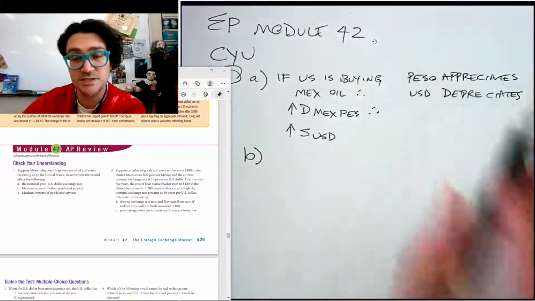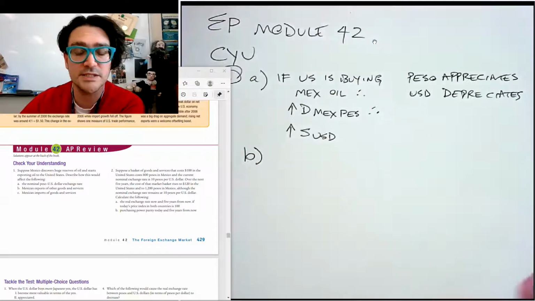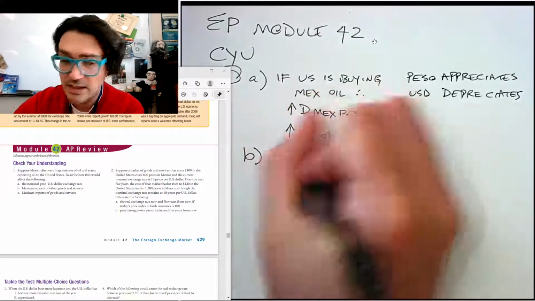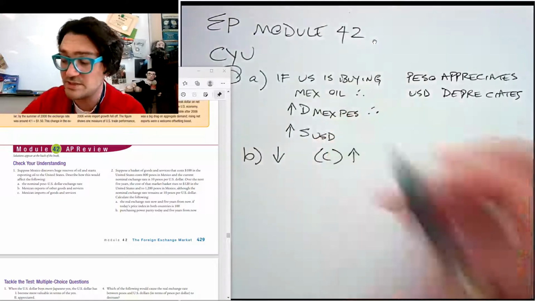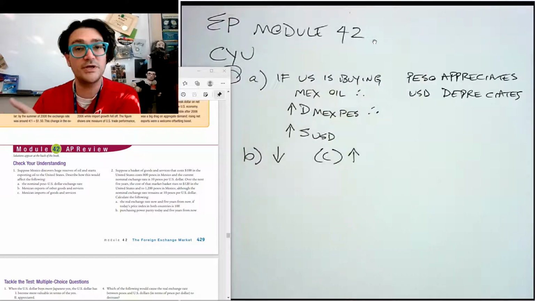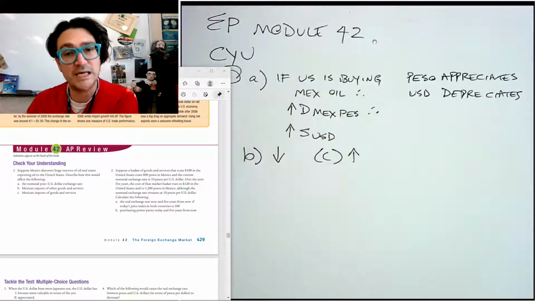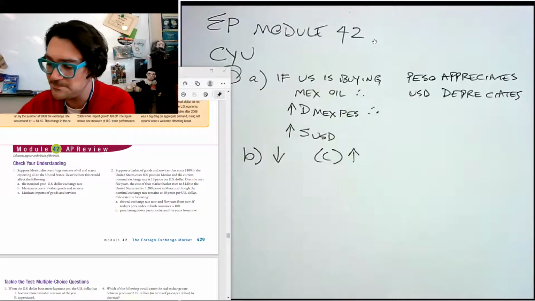Well, if the peso is getting more expensive, then it's more expensive for other people, like Americans in this case, to purchase other Mexican goods. So it would decrease the other things. And for C, it would increase their imports because if the Mexican peso is very valuable, then they can go to the United States and buy lots and lots more dollars. And so then they can buy lots more stuff. And so their imports of things other than oil would increase.